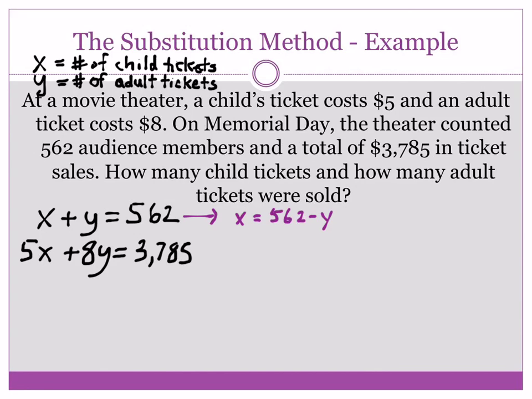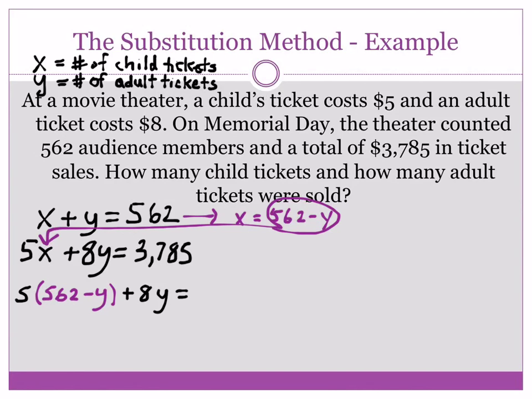All right, and then the idea is to take this value and plug it into the variable x in the other equation. So I can take 5, which is already there, and plug into x the value that x is equal to, which is 562 minus y. And then I have the rest of the equation as is: plus 8y equals 3,785. One equation, one unknown, which means I will be able to find y. So somebody tell me, what do I need to do?